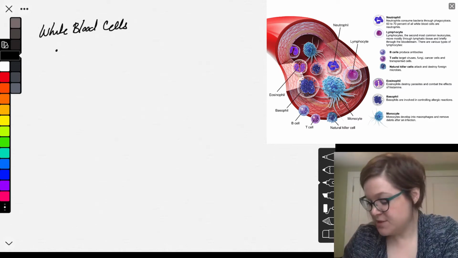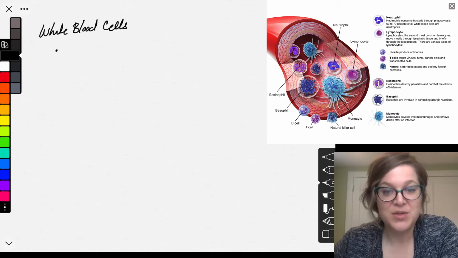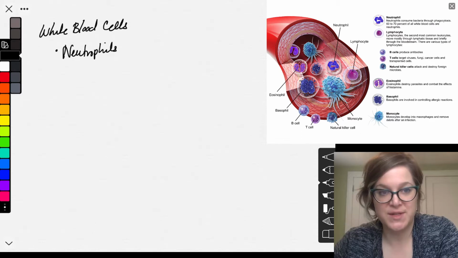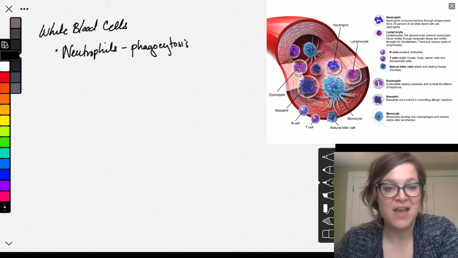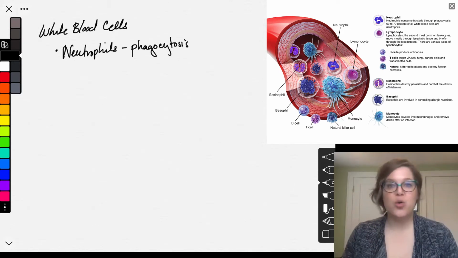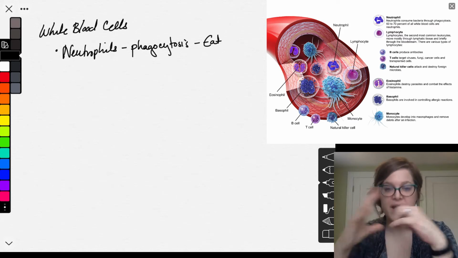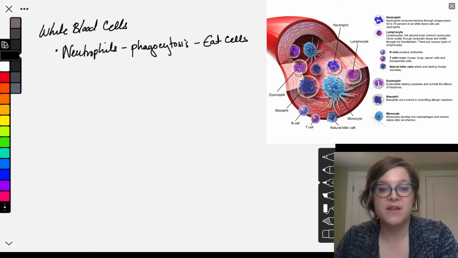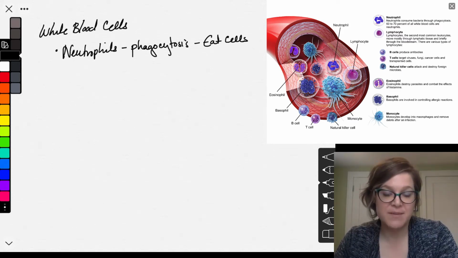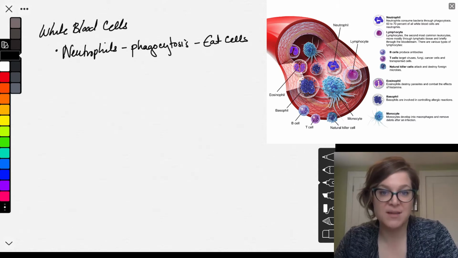So I'm going to start with the neutrophils. Neutrophils consume bacteria through a process called phagocytosis. Phage means eat, cyto refers to cells. So basically it means eat cells. And that's what they do. They kind of go up to these cells and they engulf them. And inside of the neutrophils, there are enzymes which will start to digest the pathogen.